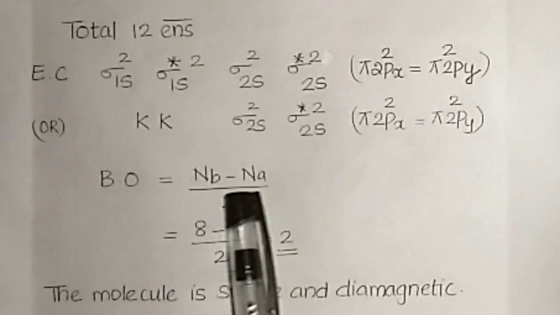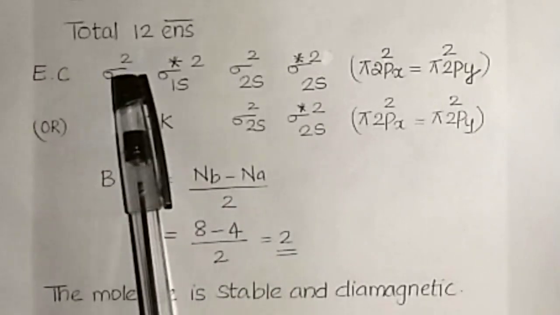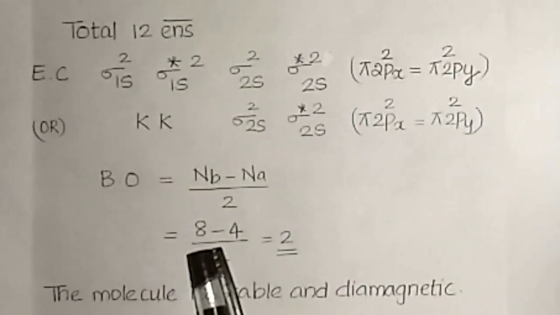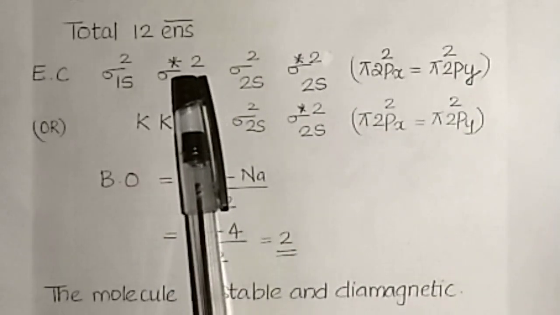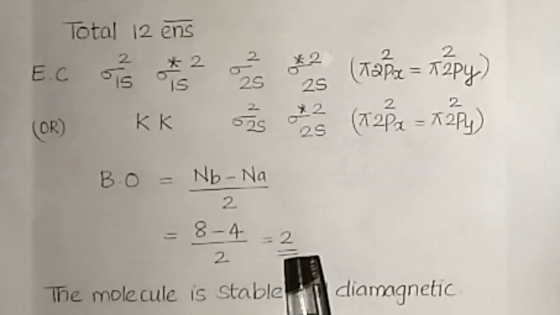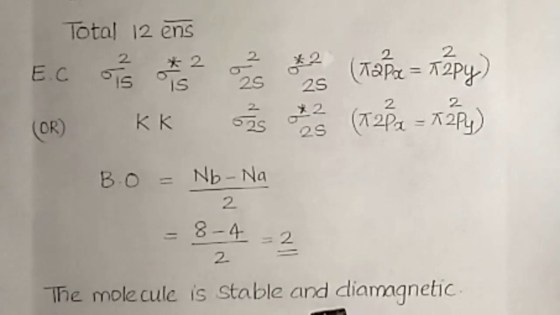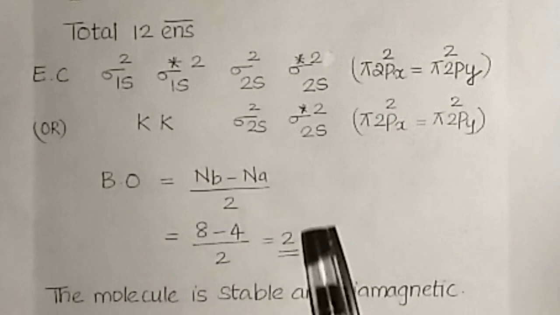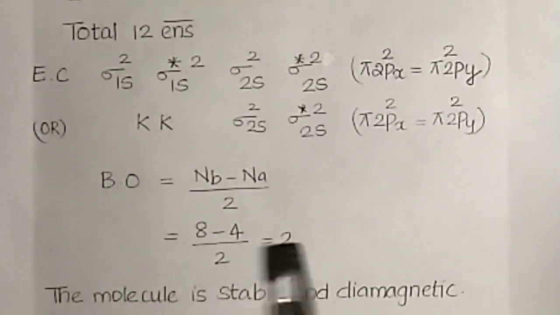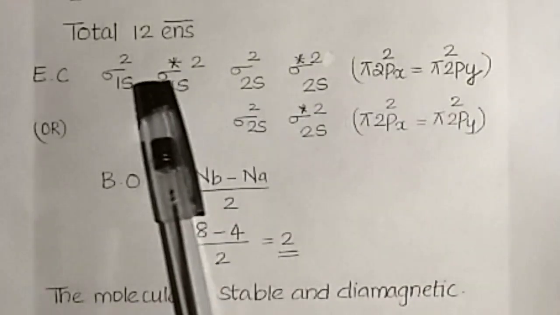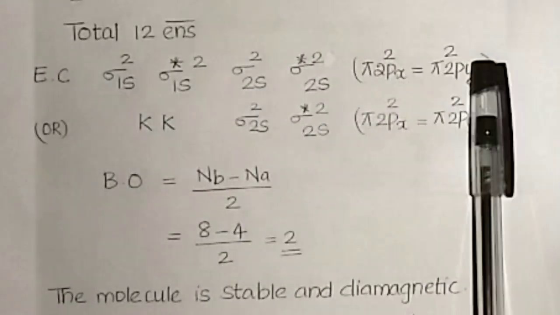Bond order is equal to Nb minus Na by 2. Nb: 2, 4, 6, 8, so 8 electrons. The antibonding molecular orbitals contain 2 plus 2, 4 electrons. 8 minus 4 by 2 is equal to 2. So the molecule is stable, and diamagnetic, because the bond order has a positive value, the molecule is stable, with diamagnetic nature because all electrons are paired electrons.